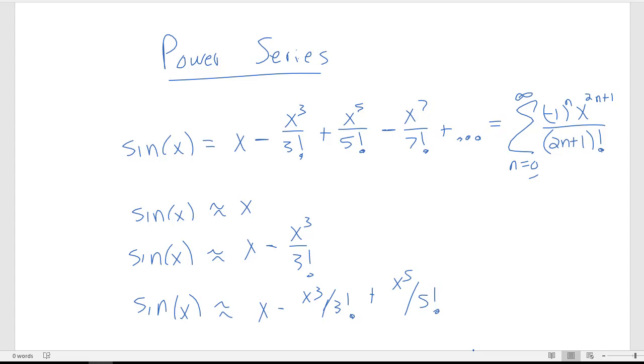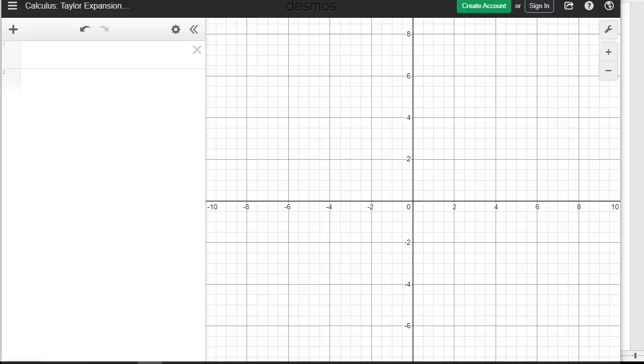Ultimately, and not in this video yet, we can call those Taylor polynomials. So this first example, sine x being approximated by x, is a Taylor polynomial. It's a first degree polynomial. This second one, x minus x cubed over 3 factorial, is a third degree polynomial. In the video for 1110, we're going to just call that a Taylor series. And a Taylor series is just a power series for a specific type of function.